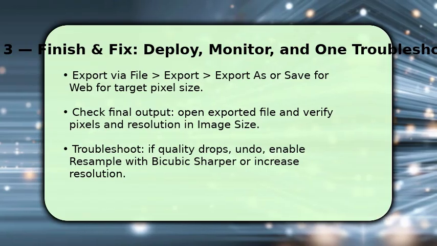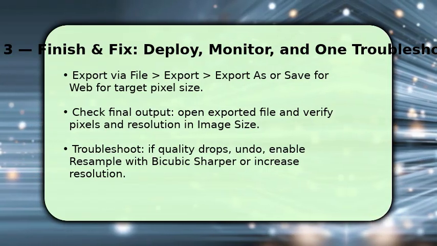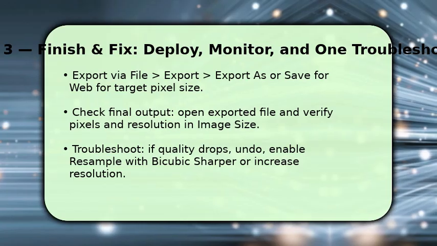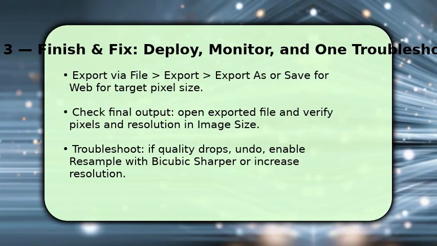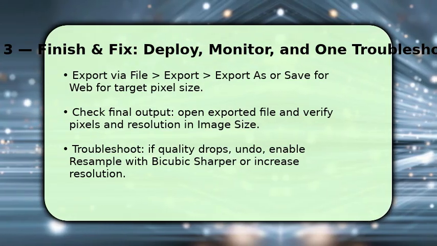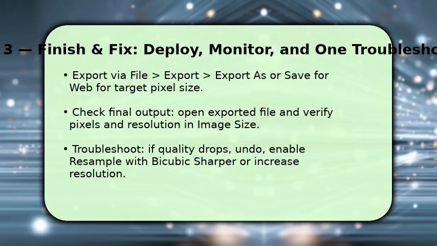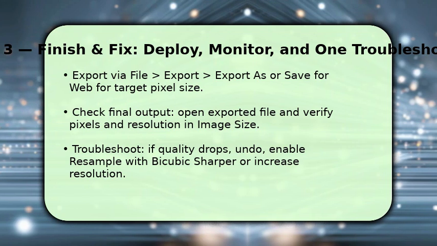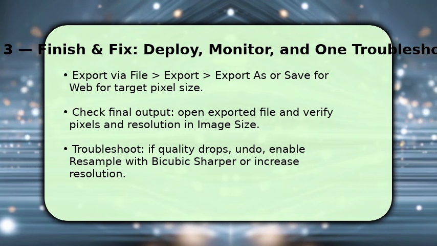If you see unexpected quality loss, undo and try toggling resample with a different algorithm: bicubic sharper for downsampling, preserve details for upsampling, or increase resolution then resize. One quick tip: if dimensions seem off, check canvas size and layer scales. They also affect final measurements.